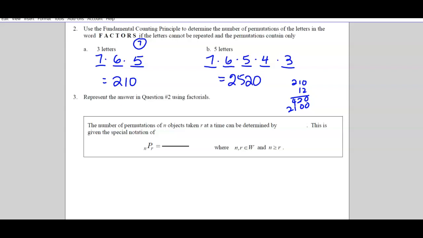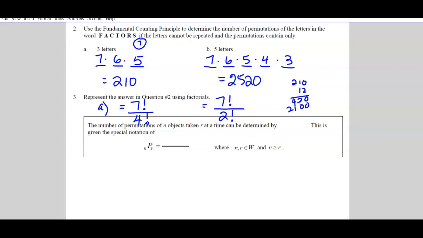Okay, represent using factorials. Well, I can't say this is equal to 7 factorial, right? 7 factorial is 7 times 6 times 5 times 4 times 3 times 2 times 1. So using factorials, if I wrote that down, what would I need to divide by? 4 factorial. Okay, so that's for A. Here, this would be 7 factorial, but then what would I divide by? 2 factorial. Or 2. But let's think about factorials, because that's what's going to work for all of them.